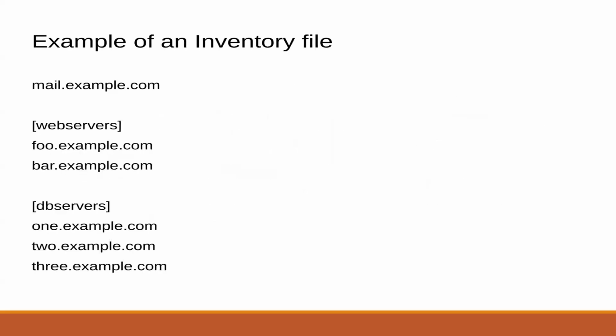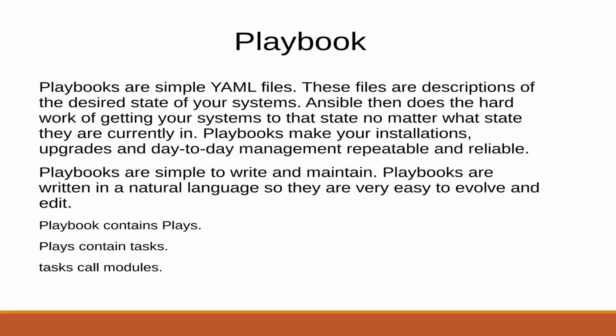So, examples of an inventory file: mail.example.com. Web servers. What are the web servers? foo.example.com, bar.example.com. DB servers. So this is the DB servers group: one.example.com, two.example.com, three.example.com.